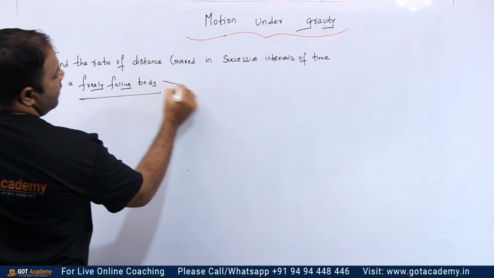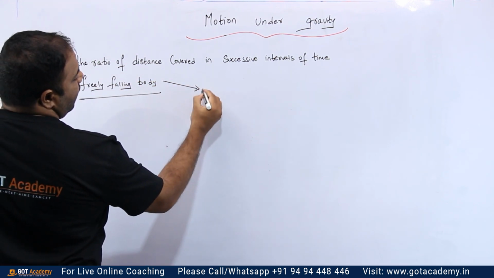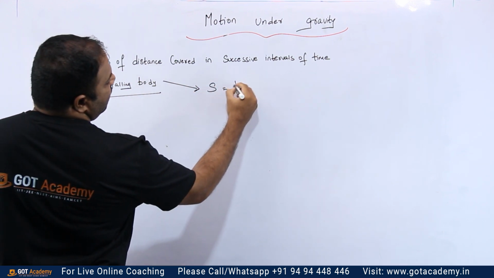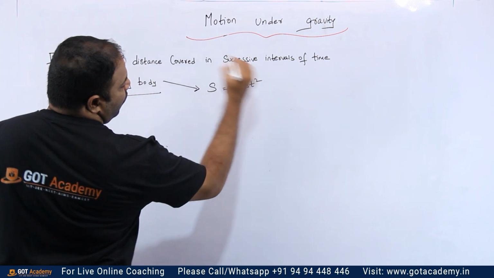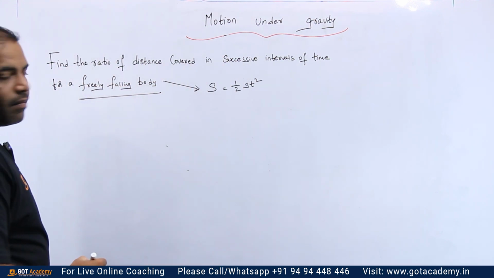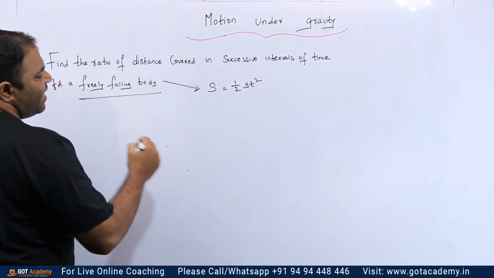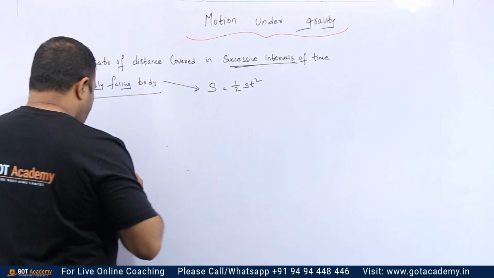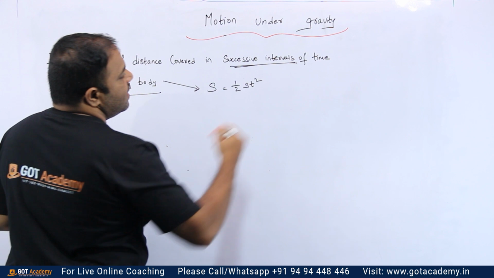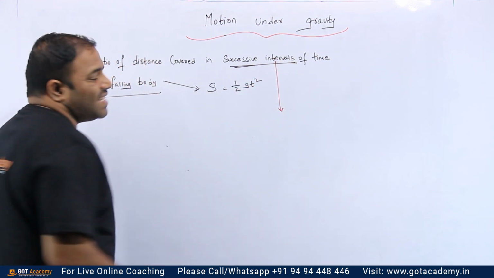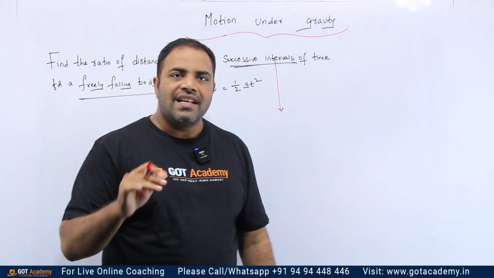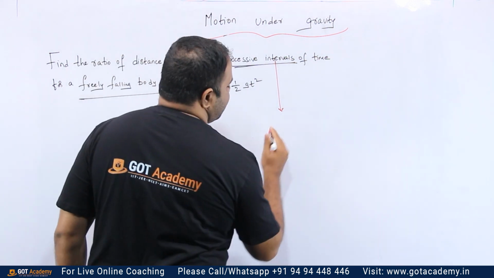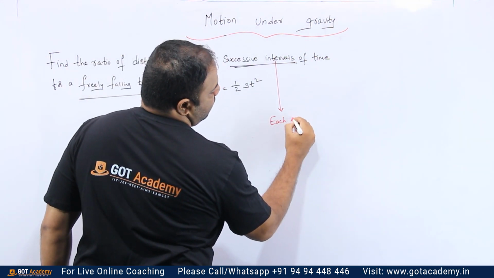Freely falling body. As I told you earlier, the formula for distance in case of a freely falling body is half gt square. Clear? But now I am interested to find out only for successive intervals of time. What do you mean by successive intervals? Successive intervals in the sense each and every second at that particular instant, right? So let me write here. Successive intervals means each and every second.